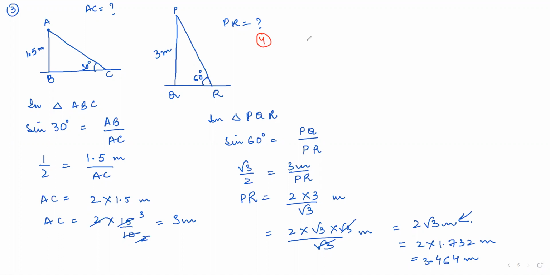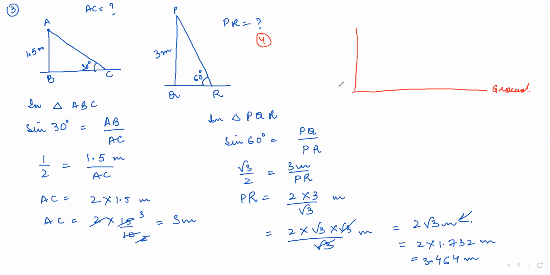The angle of elevation of the top of the tower from a point on the ground, which is 30 meter away from the foot of the tower, is 30 degree. First of all, draw a ground. Let's say this is my ground, and there is some tower here.